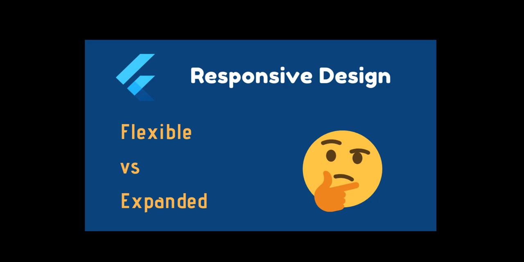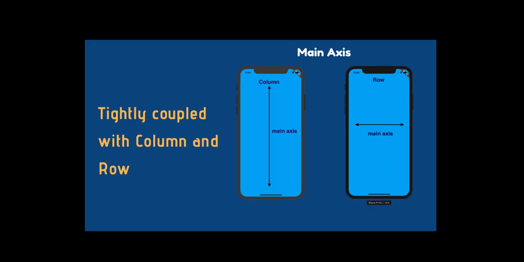So how do they work? Both flexible and expanded widgets take over the dimension of a child along the main axis of either the column or row. This is really important. It only takes over the dimensions along the main axis. The cross axis of the child is not affected. As you can see here, for the column, the main axis is vertical, and for the row, the main axis is horizontal.